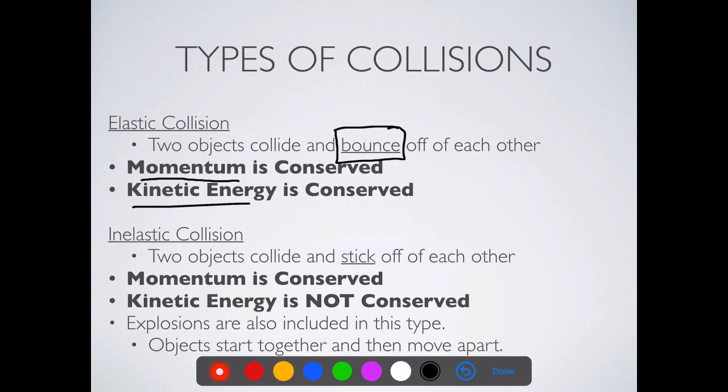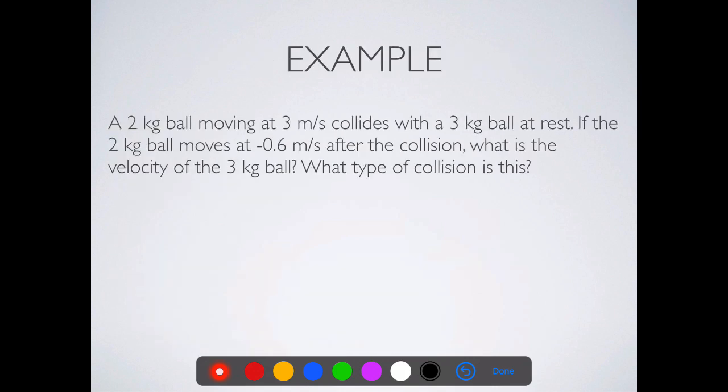All right. Now, explosions are also included in this type of collision because in this situation, you have objects that start together as one thing and then they move apart after something causes them to explode apart from each other.